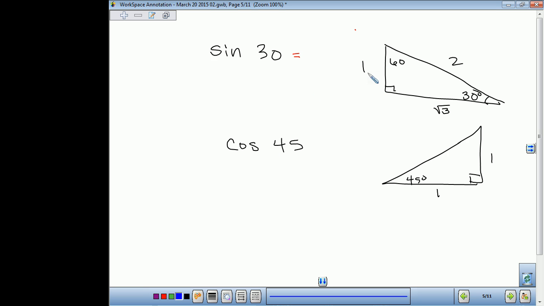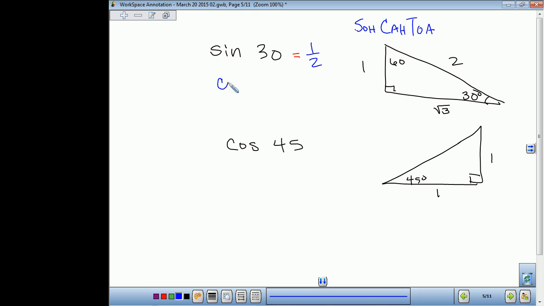30, 60, 90, we know those ratios. x, x root 3, 2x. So we could call this 1 times root 3, and 2. It always reduces to this ratio. So sine of 30, SOHCAHTOA, opposite over hypotenuse. So sine of 30 is 1, which is the opposite, over 2, which is the hypotenuse. 1/2. And this is one you'll end up memorizing pretty soon.